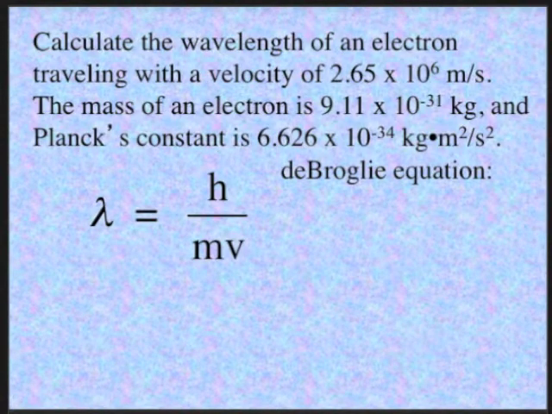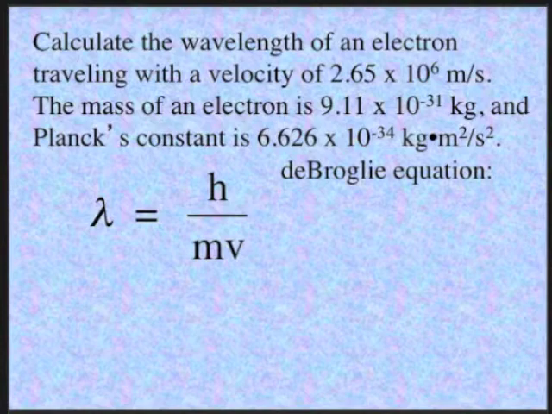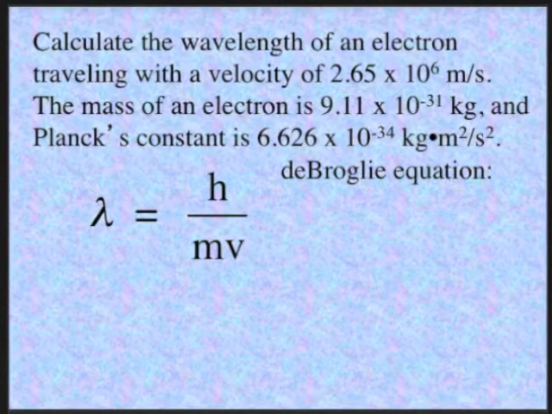Let's use de Broglie's equation to come up with the wavelength of an electron, traveling with a velocity of 2.65 times 10 to the 6 meters per second. We have the mass of the electron, we have Planck's constant. Can you calculate for me the wavelength in nanometers of an electron with such a velocity?